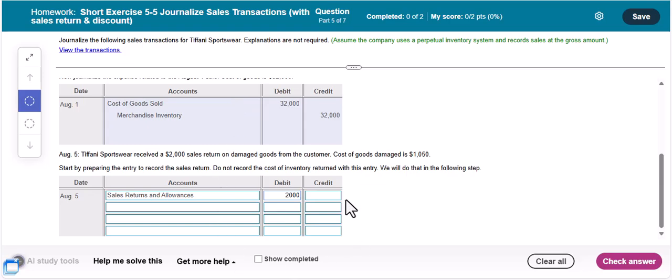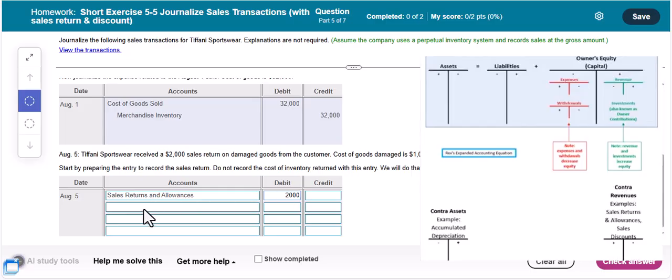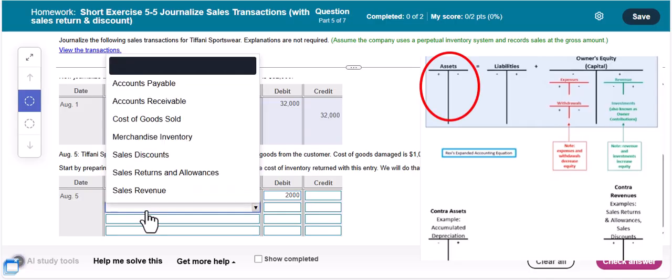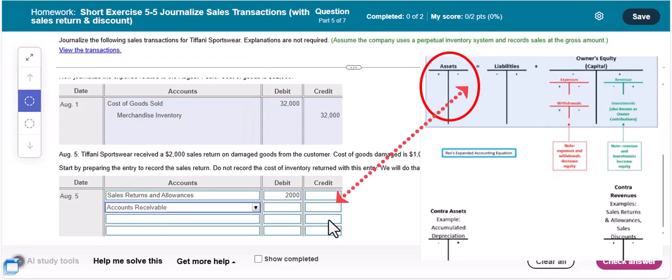So again, this first transaction is the amount that we were charging our customer. The second transaction is how much the inventory actually cost us. That's going to be below. So then what is our credit account here? It is accounts receivable since they paid on account. We are lowering the amount that they owe us by $2,000.